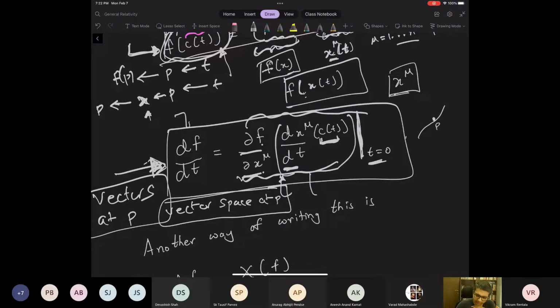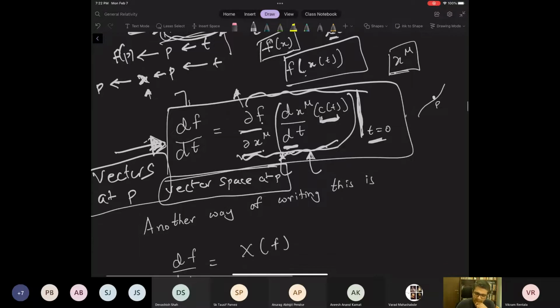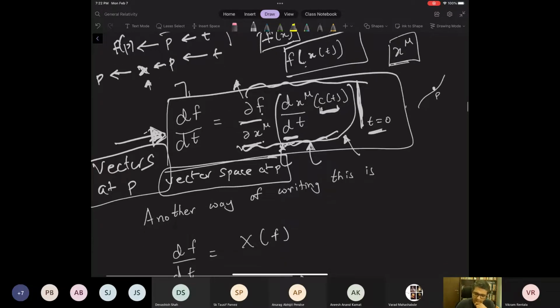The information about which curve you're using is here, in this dx mu dt. This partial f partial x mu is just the derivative of this function on the manifold, evaluated at some point on the curve. But the key point is this quantity.